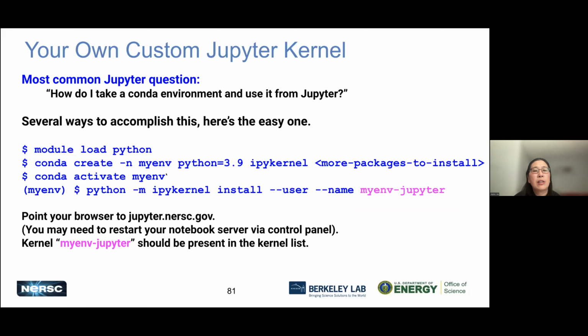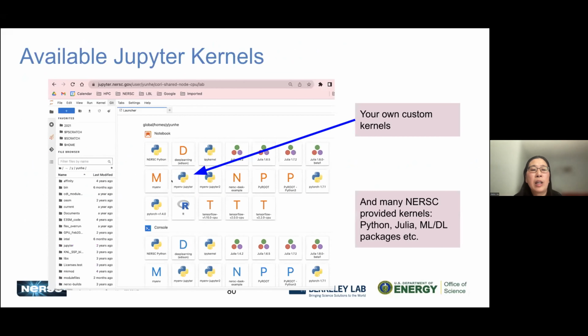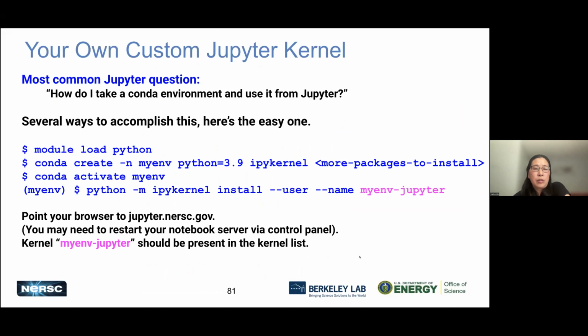So you module load Python and then create, make sure you have IPy kernel plus all the other packages you want to install, and conda activate my env. And then you have another step to do: ipykernel install --user --name. This is the name. My env Jupyter is the one you're going to see in the Jupyter available kernels. As here, I have my env. These are my own Jupyter kernels. So you could make up those on your own as well.